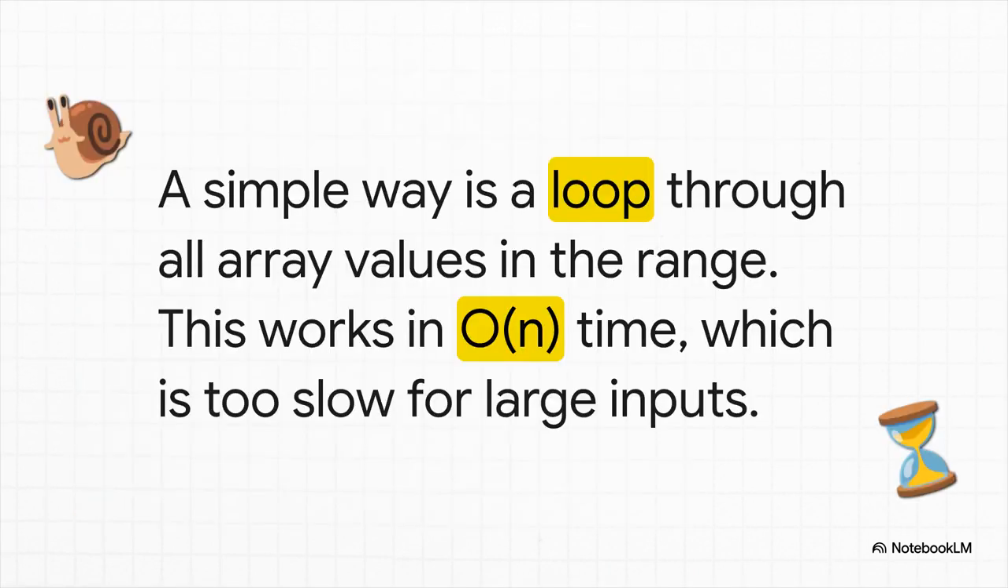So, the brute force way to do this is dead simple. You just loop through every single element from your start point to your end point and add them up. And yeah, it works, but it is painfully slow. If you have an array with 1 million elements and you get 1,000 of these questions, you're looking at 1 billion operations. In any coding competition, that's a one-way ticket to a time limit exceeded error. It's just not good enough.